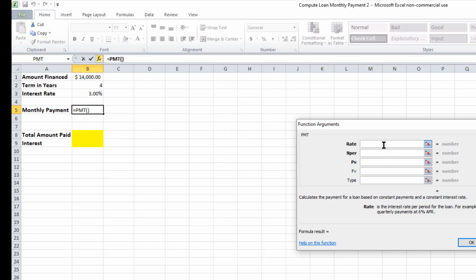So the first one is rate. That's going to be in this cell right there, column B, row 3. So there I put B3. And then that's going to be divided by, because again, in general, this is going to be compounded monthly, 12 periods per year, so divide by 12.